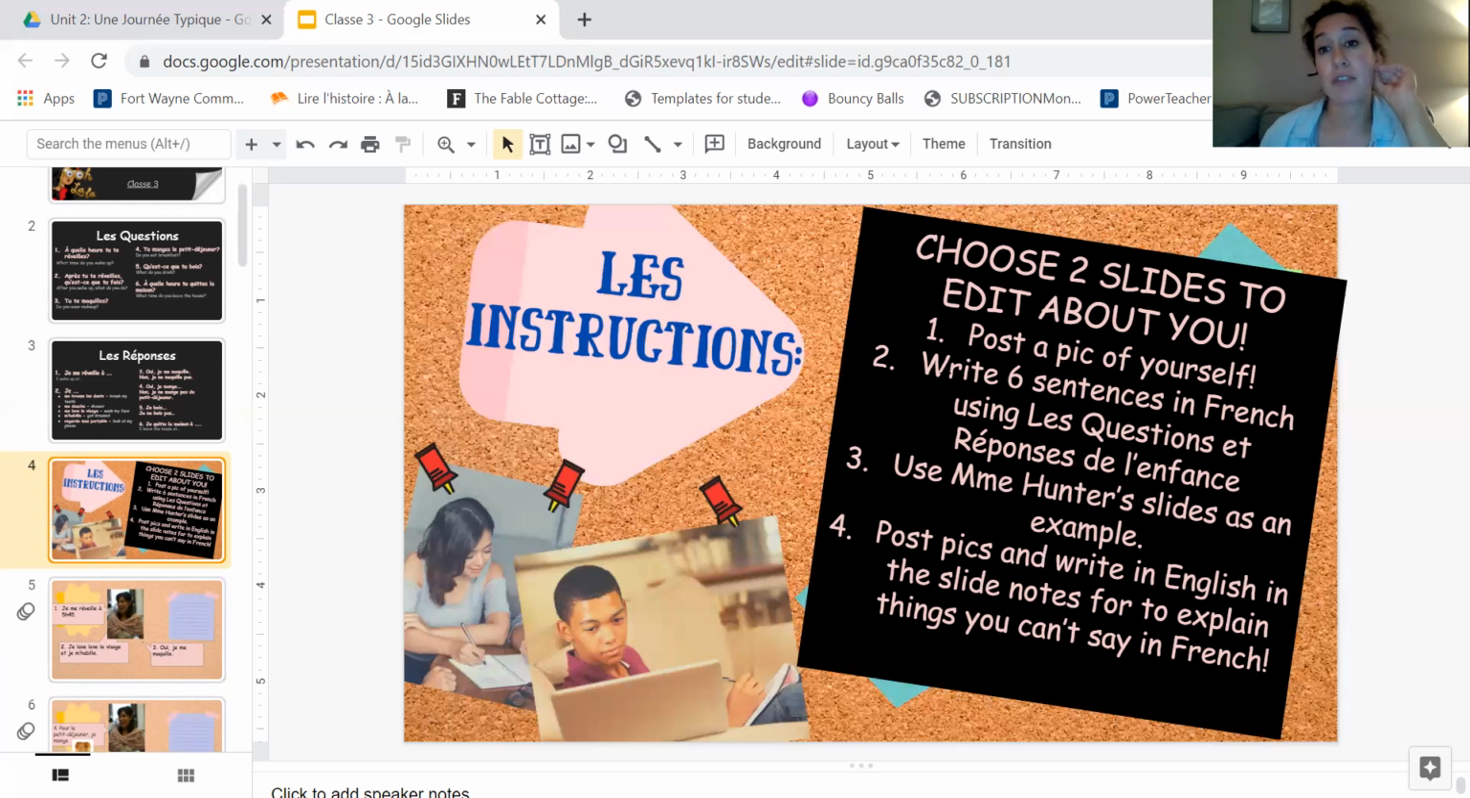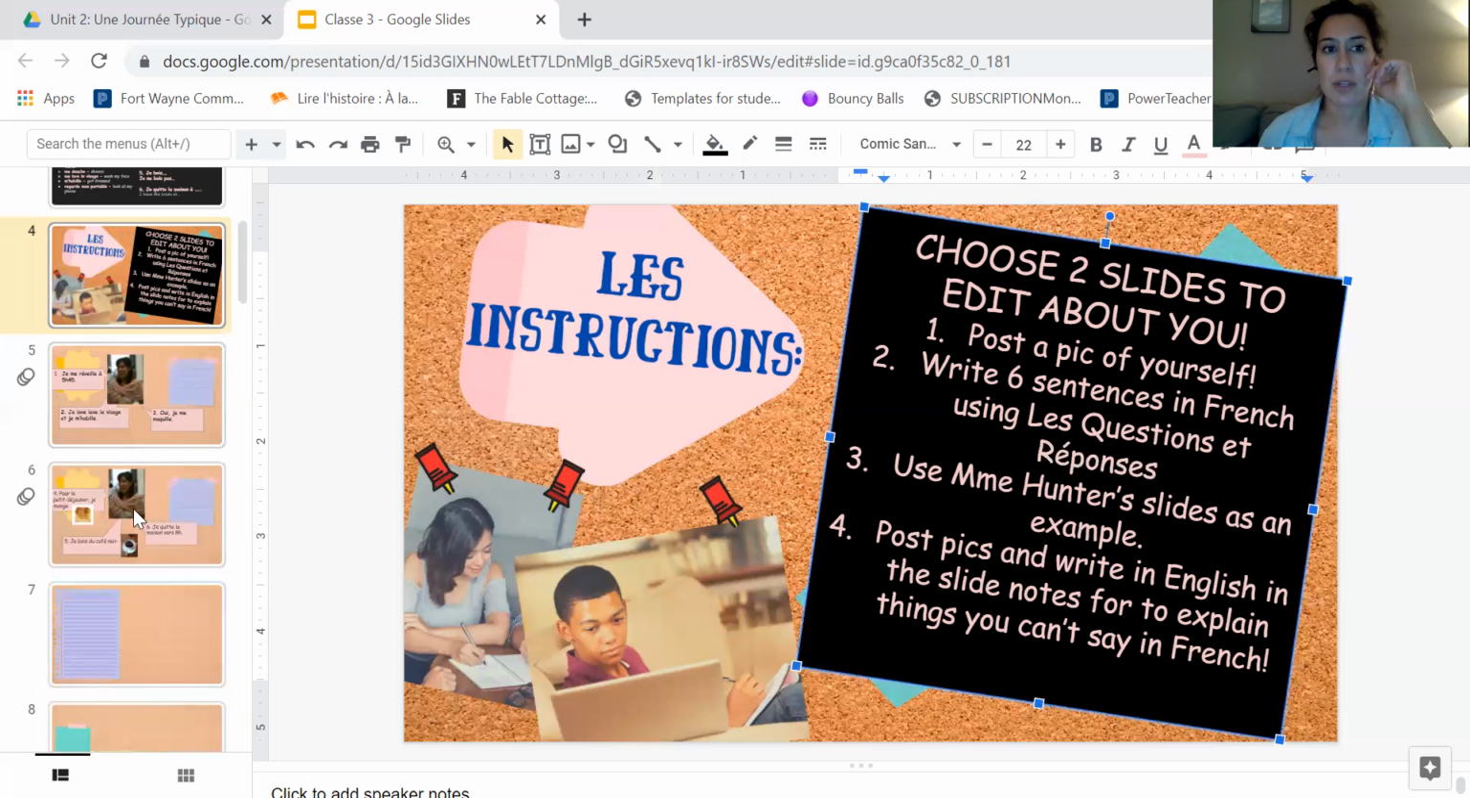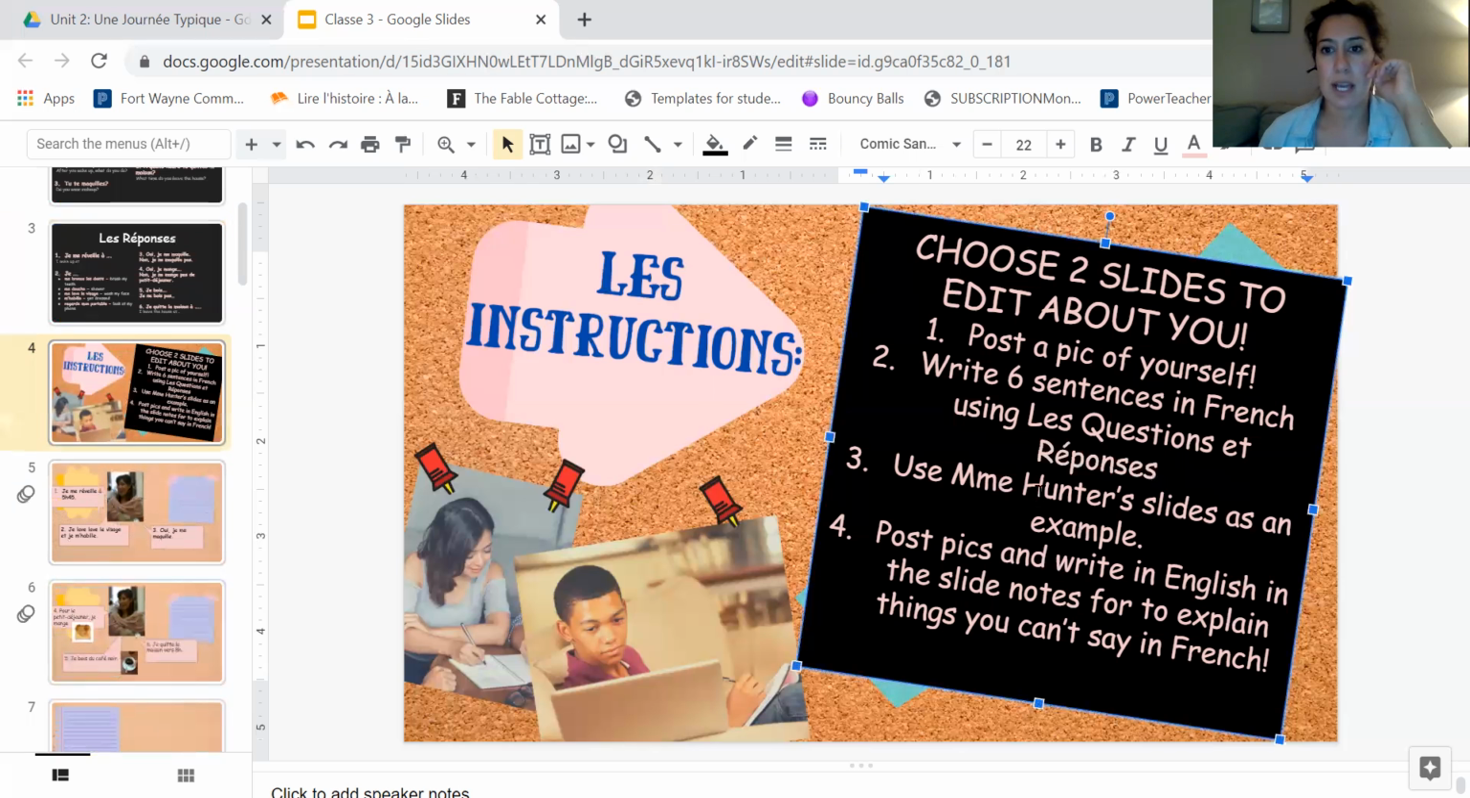So you're going to write 6 sentences in French. So everything that goes on your slide is going to be in French using those 2 slides, les questions and les réponses I told you about. You can use my slides as examples. So I'm going to show you those in a minute, but those are the 2 following slides.